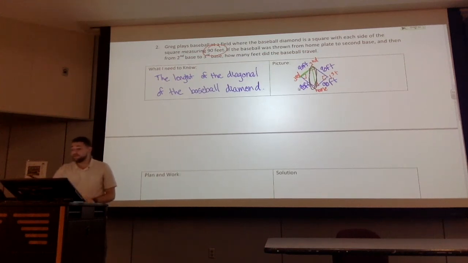And so we're going to do the same thing that we've been doing and say that A equals, B equals, C equals. So we can say A equals 90, B equals 90, and C is what we're solving for. So we can say A squared and B squared both equal 90 squared, and they both equal 8,100.